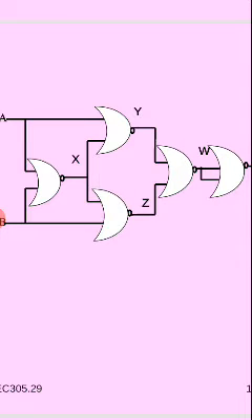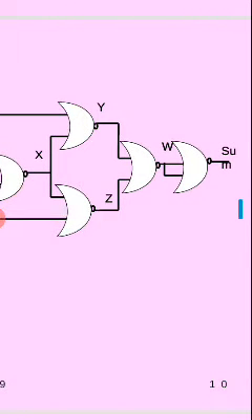For the above NOR gate the output is Y, and for the below NOR gate the output is Z. For the next NOR gate, the inputs are Y and Z, and the output is W. For the final NOR gate, the input is W and the output is sum.